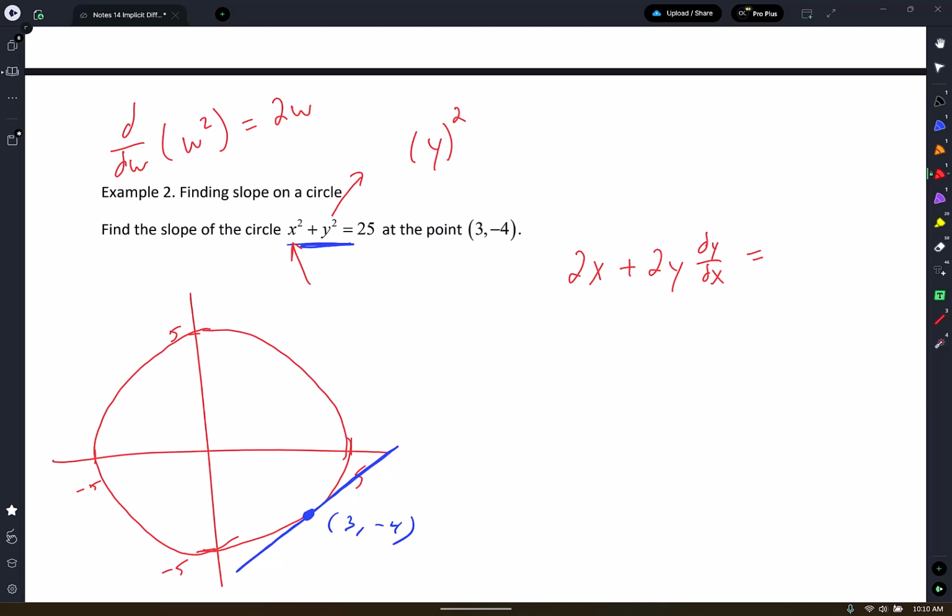Equals, what's the derivative of 25 with respect to x? 0. You are done with calculus. That's it for calculus, guys. The rest turns into what? Algebra. Here we go. Look, we're getting better at algebra every time. Move the 2x to the right. Chop, what are you doing? I'm just trying to isolate dy dx.